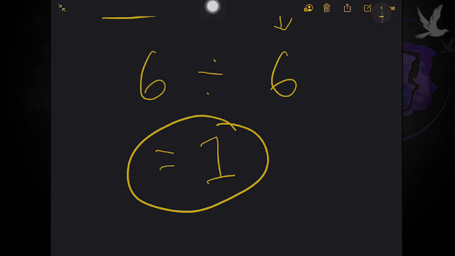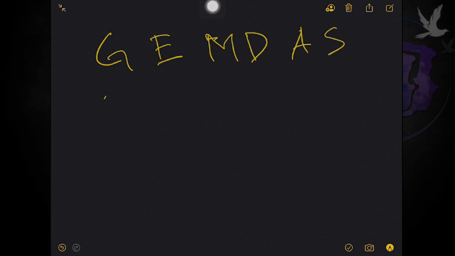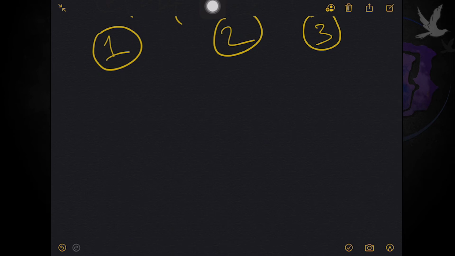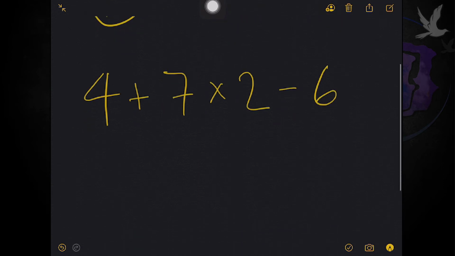So let's try another example. I'll just write this here para guide lang natin. Again, this is our first, second, and third group. Wala tayong exponent ngayon. Okay, we'll not include that. So for example, we have 4 plus 7 times 2 minus 6. Okay, so try natin to.